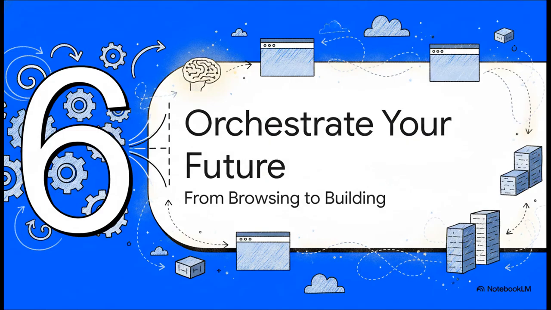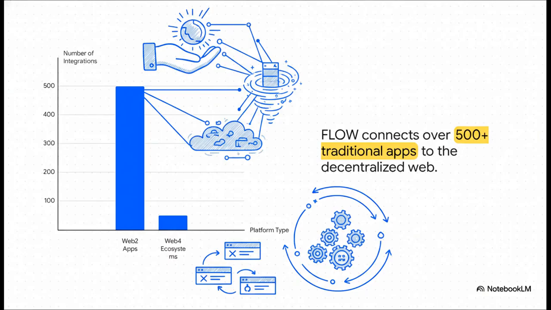And all of this really brings us to the bigger picture. This is about more than just some clever automation. It's about a fundamental change in how we use the web, a shift from just passively browsing to actively building. When you can connect over 500 of the applications you already depend on to the decentralized web, you stop being just a user who clicks from tab to tab. You become an orchestrator of your own digital world.